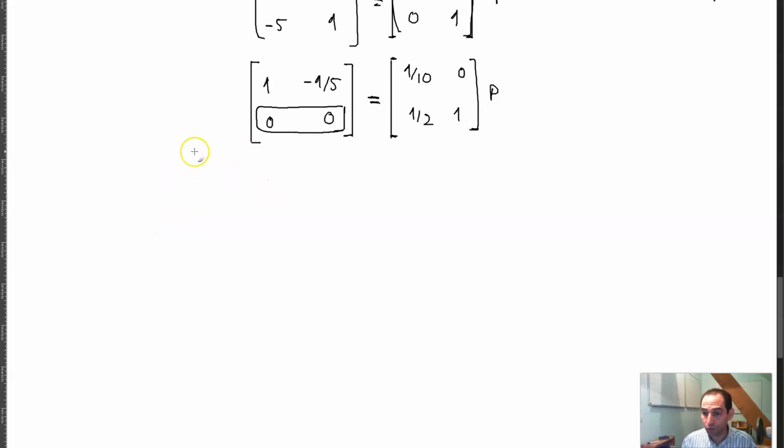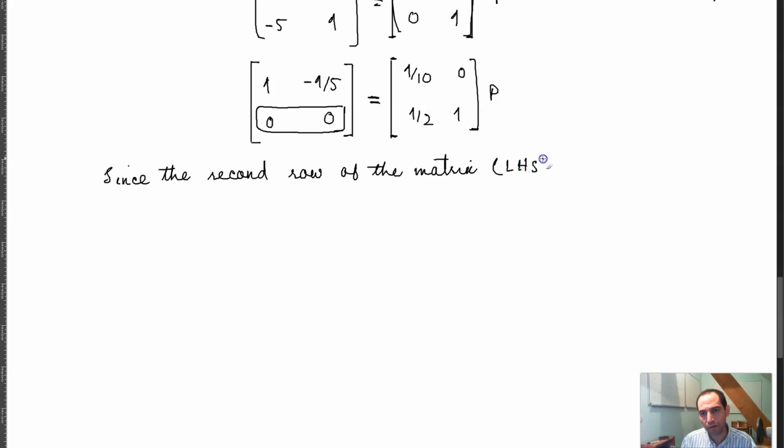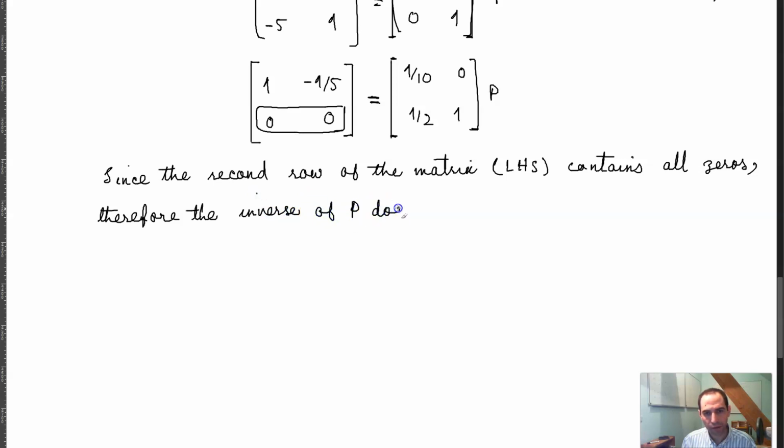So for now, based on what I see in the text, since the second row of the left-hand side matrix contains all zeros, therefore the inverse of P does not exist. And that is basically the end of this.